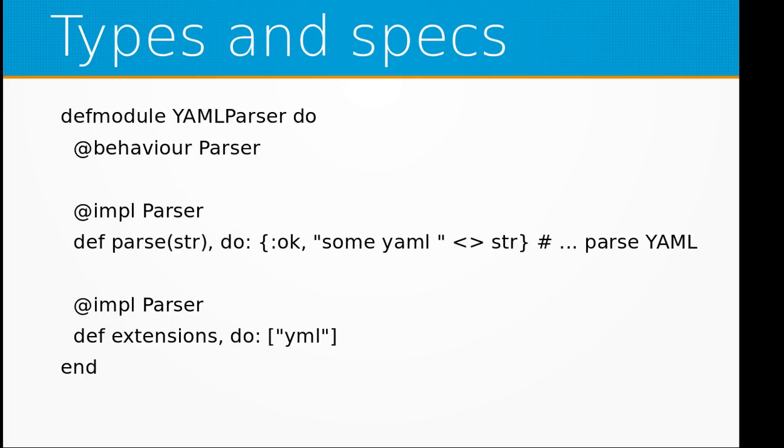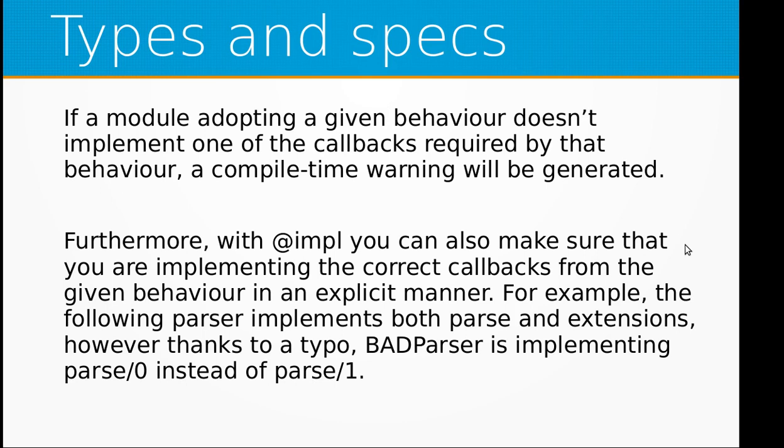defmodule YAMLParser do. Similarly, we can define a YAML parser. In this parser, we are just changing the extension to YAML, and here we are saying YAML instead of JSON. If a module adopting a given behavior doesn't implement one of the callbacks required by that behavior, a compile time warning will be generated. Furthermore, with @impl, you can also make sure that you're implementing the correct callbacks from the given behavior in an explicit manner.